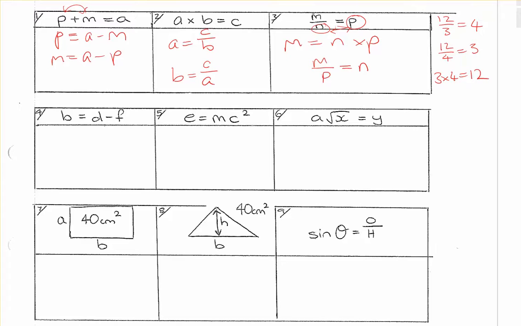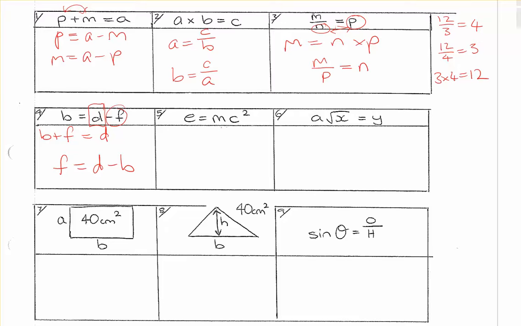Right, some equations for this one. We could start with b plus f equals d. What about f? F is going to be d minus b. So clearly d is the larger term.